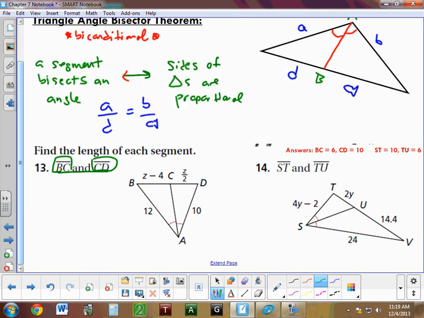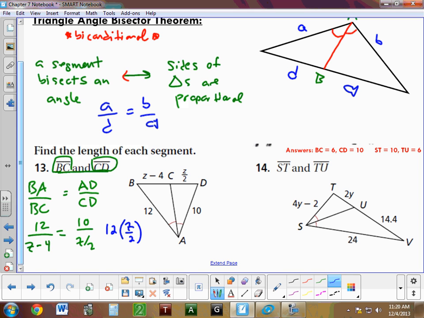So I should be able to set up the following proportion, that BA over BC is equal to AD over CD. So that means 12 over Z minus 4 is equal to 10 over Z over 2. And again, you're going to promise me that you don't get scared away because there's a fraction and a fraction. It's not that big of a deal. You cross multiply and you get 12 times Z over 2 equals 10 times Z minus 4, which 12Z over 2 is 6Z equals 10Z minus 40 after you distribute.